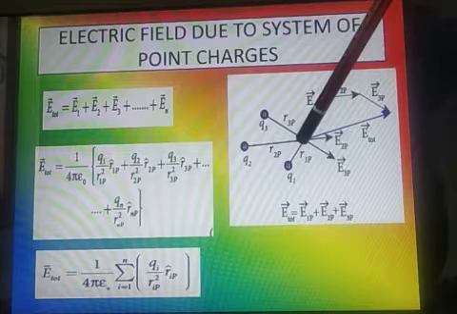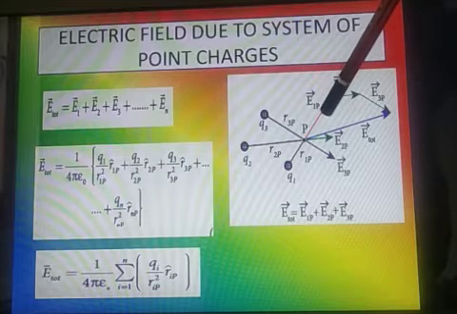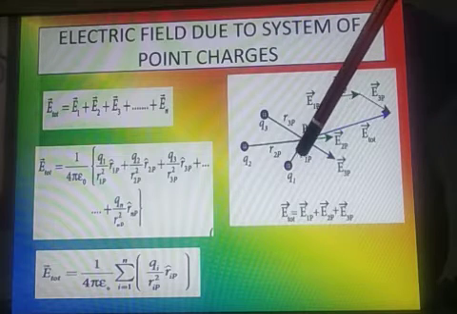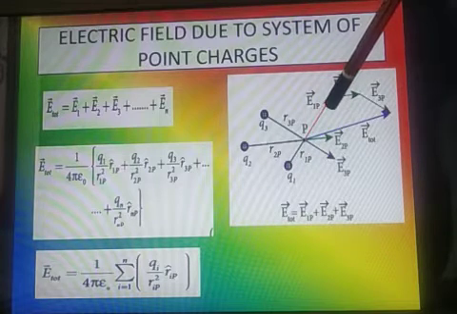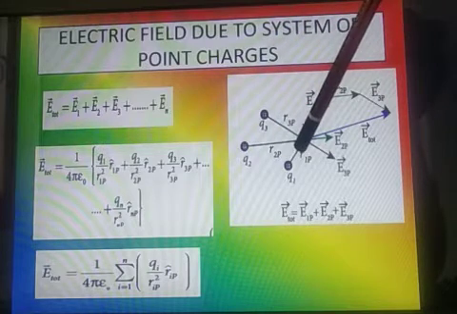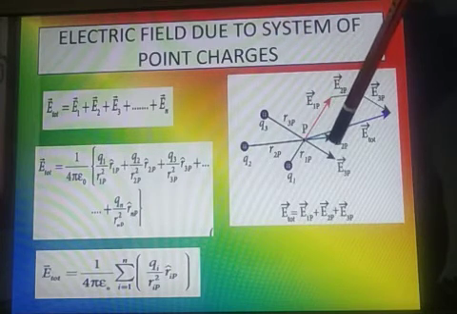Why is its magnitude lesser than the previous one? Look at the distance between both. The distance from Q1 to P is very small, hence it produces a greater electric field. The space between Q2 and P is very large, so it produces a lesser electric field. And the third one.